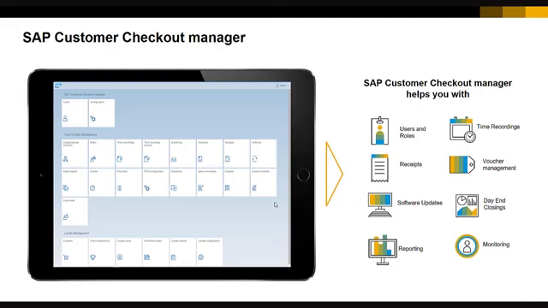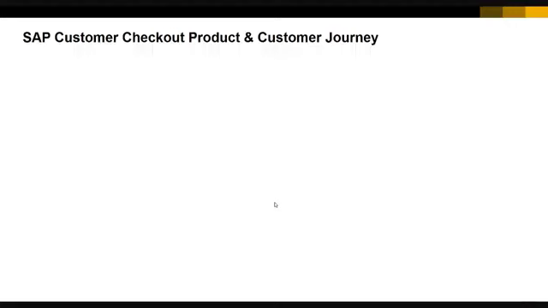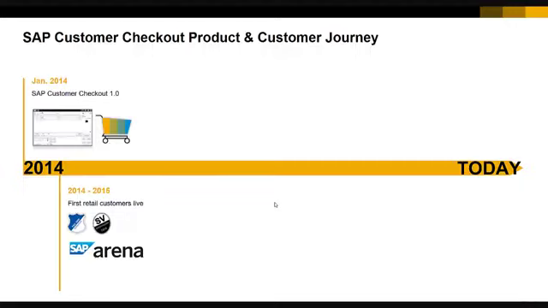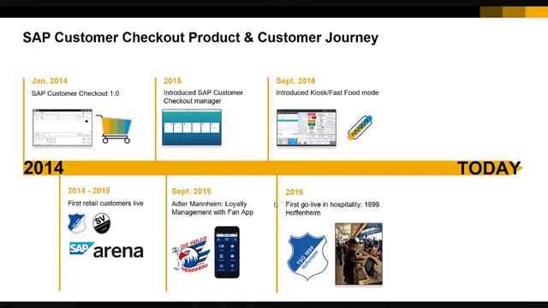Now the SAP Customer Checkout journey. When did we start and how far have we come? The first version of SAP Customer Checkout, SAP Customer Checkout 1.0, was released in January 2014. At that point in time, we had only one software component and only one user interface mode, which was the retail mode. Next year, we introduced the second software component, which is SAP Customer Checkout Manager.